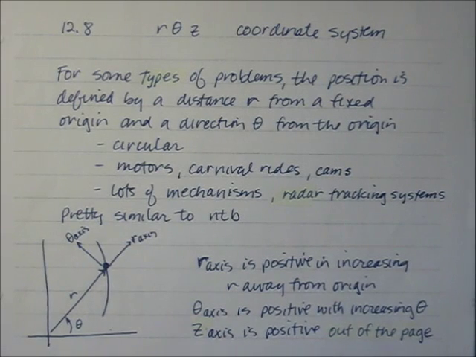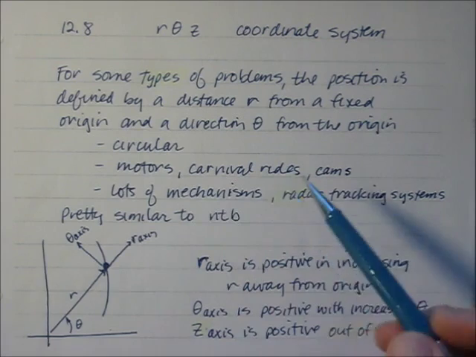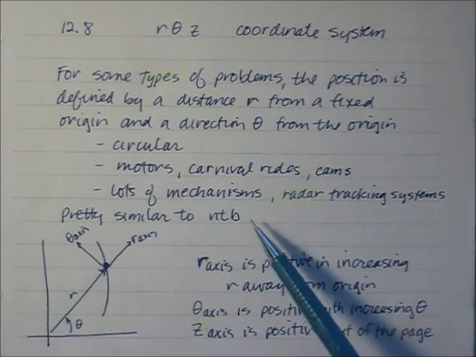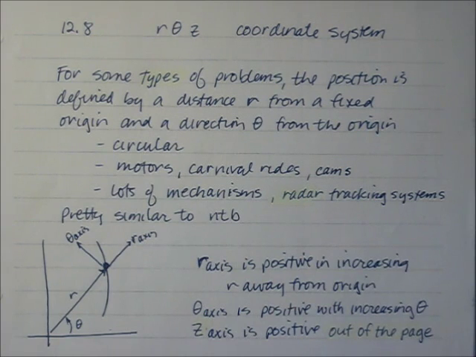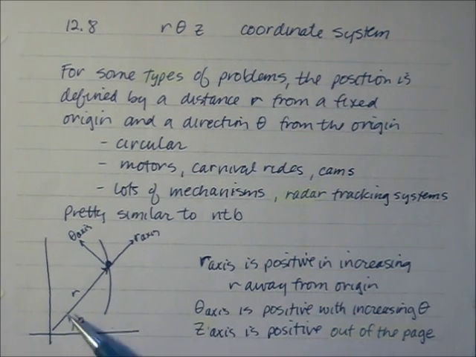Well, today I'd like to talk about the r theta z coordinate system, and this coordinate system is especially useful for a lot of circular or spiral kinds of motion, a lot of motors, carnival rides, cams, quite a few mechanisms and radar tracking systems, etc. Those are often described by, the position would be described by a distance from an origin and an angle.